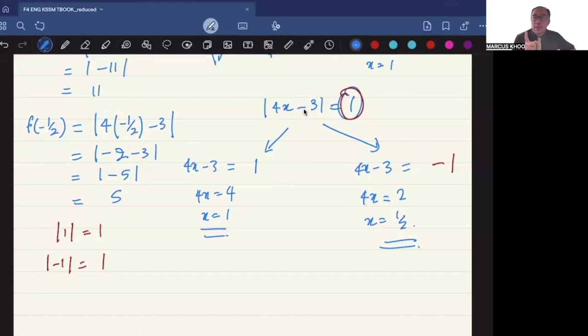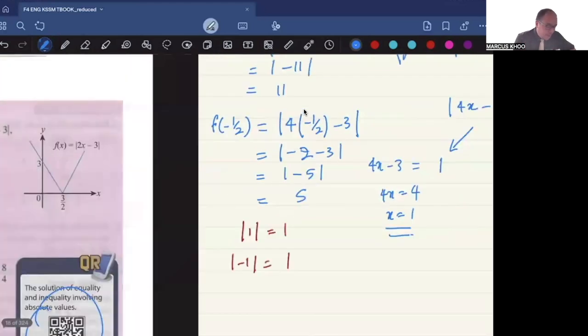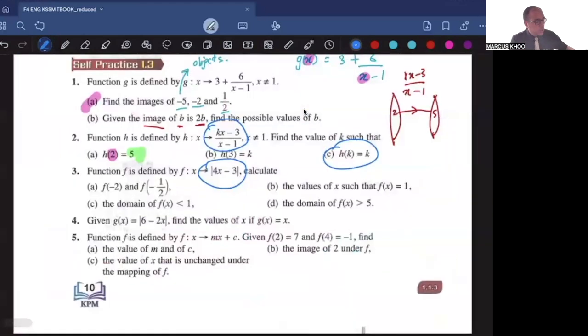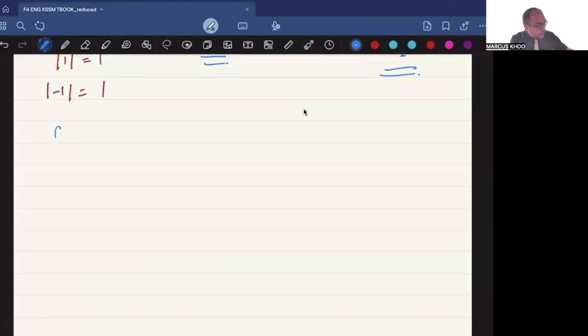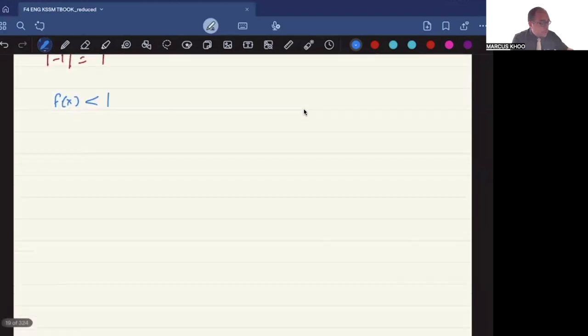So this is the first thing that we need to learn from this question. If there's a modulus, we have to split it up into two different answers. But now we come to another question, which is the domain of f(x) is less than 1. What is the domain? So if f(x) is less than 1, let's put in modulus 4x minus 3 is less than 1.